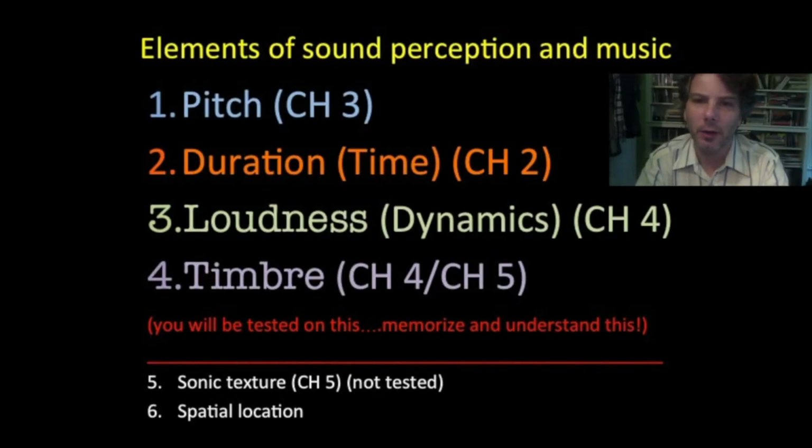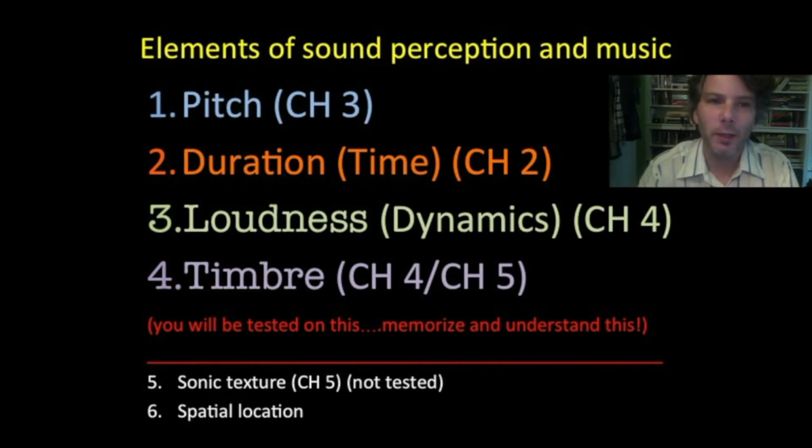In the last lecture on social constructs, we defined music as humanly organized sound. This lecture is going to focus on ways that sound is organized in order to create music. There are 4 elements of sound perception that we are going to focus on for this course: pitch, duration, also known as time, loudness, also known as dynamics, and timbre.